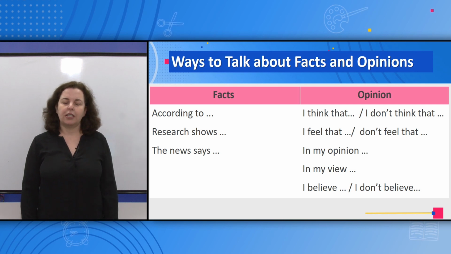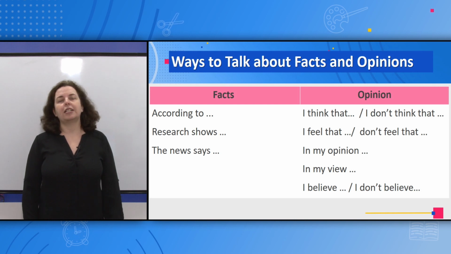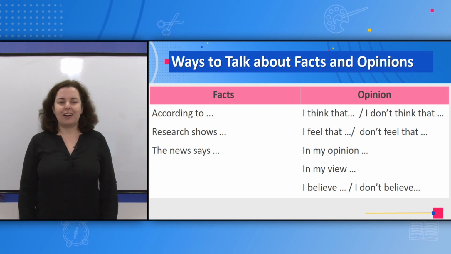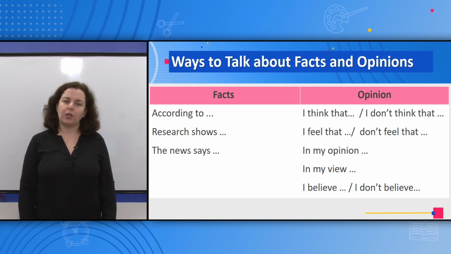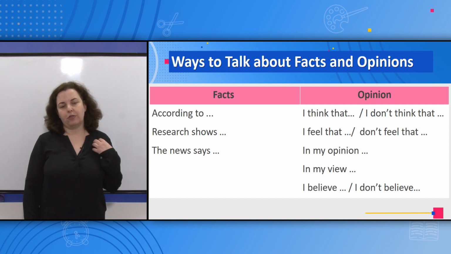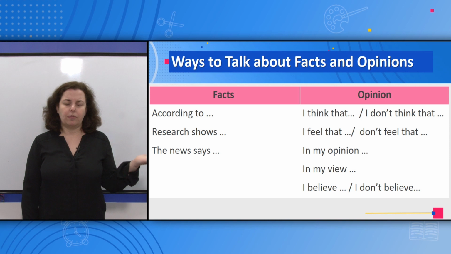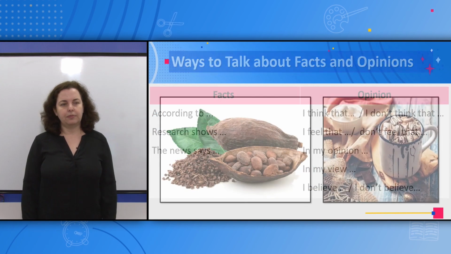In my opinion. This is how to say an opinion, of course. In my opinion, chocolate sometimes makes you feel happy. In my view is another way to say opinion. And the last one is I believe or I don't believe. I believe that walking in the park is very good for your health. Or the opposite is I don't believe.